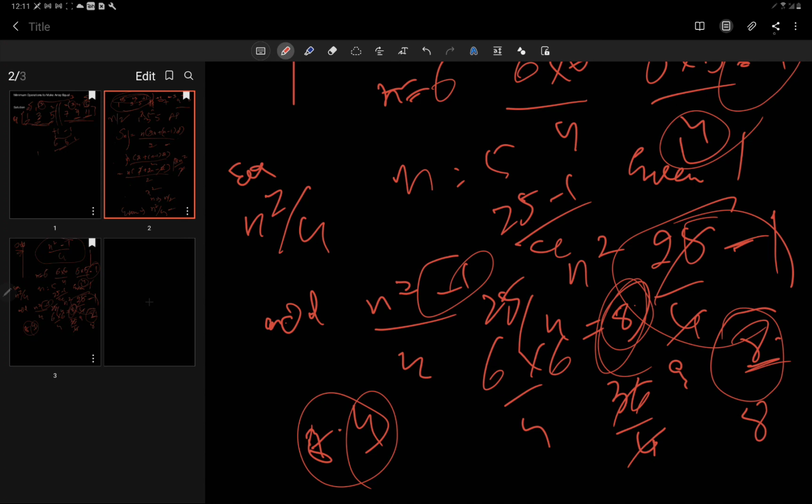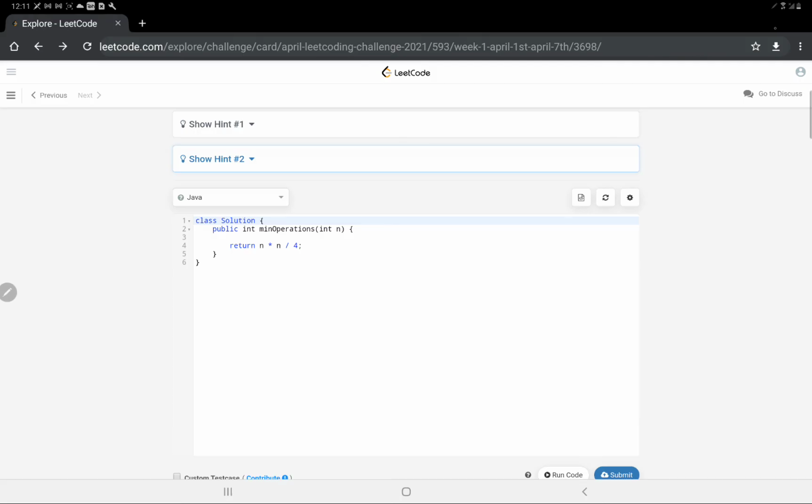Let's see the code. The code would be very much simpler, I'm telling you. So here is the code, only one line. I know it's a bit surprising, but we have derived the same formula, the same formula for both odd and even. And yes, let's try to submit it.